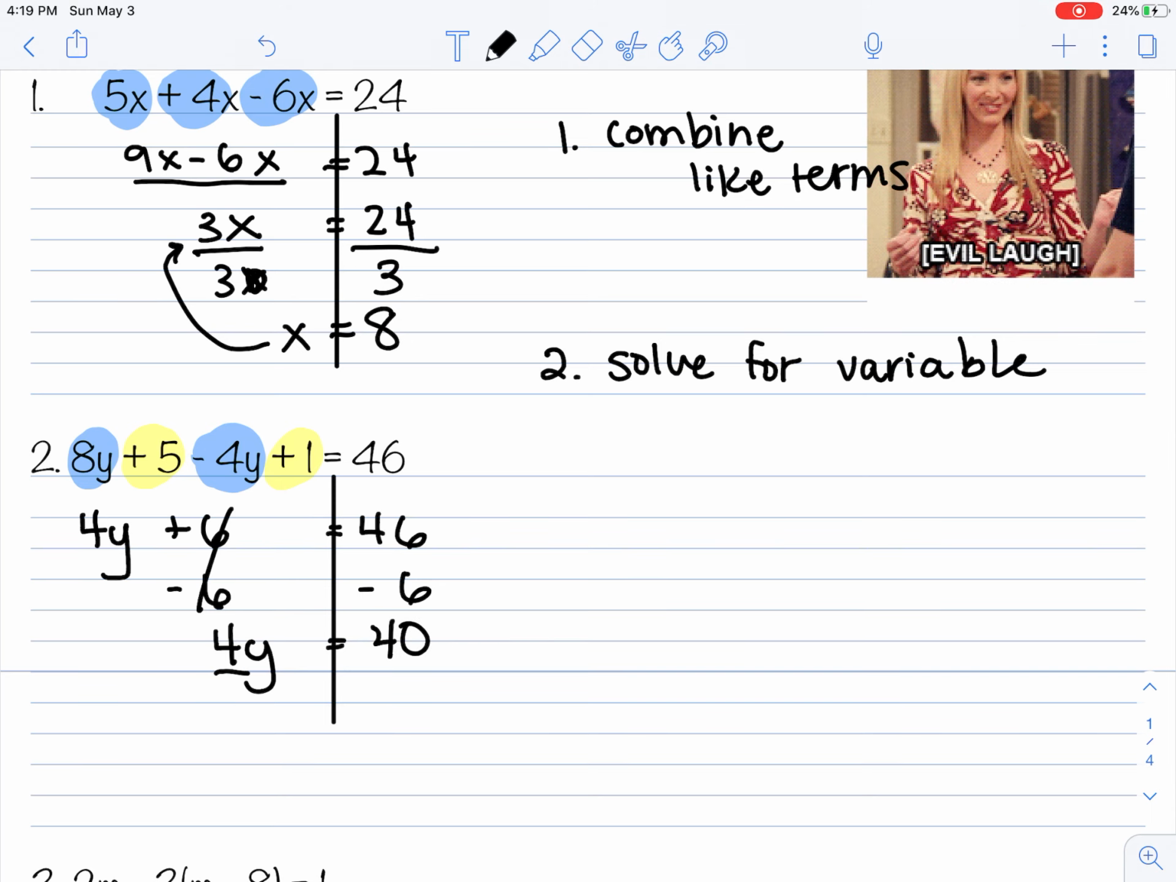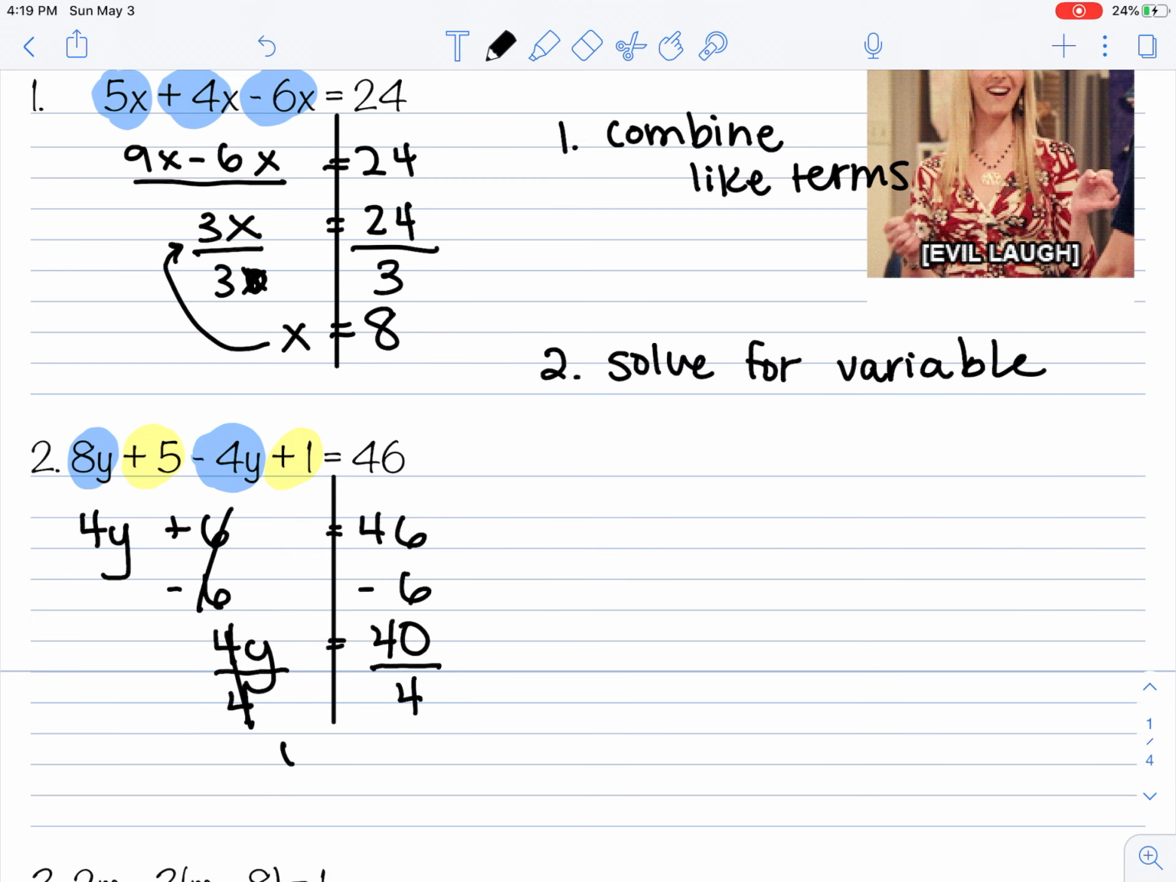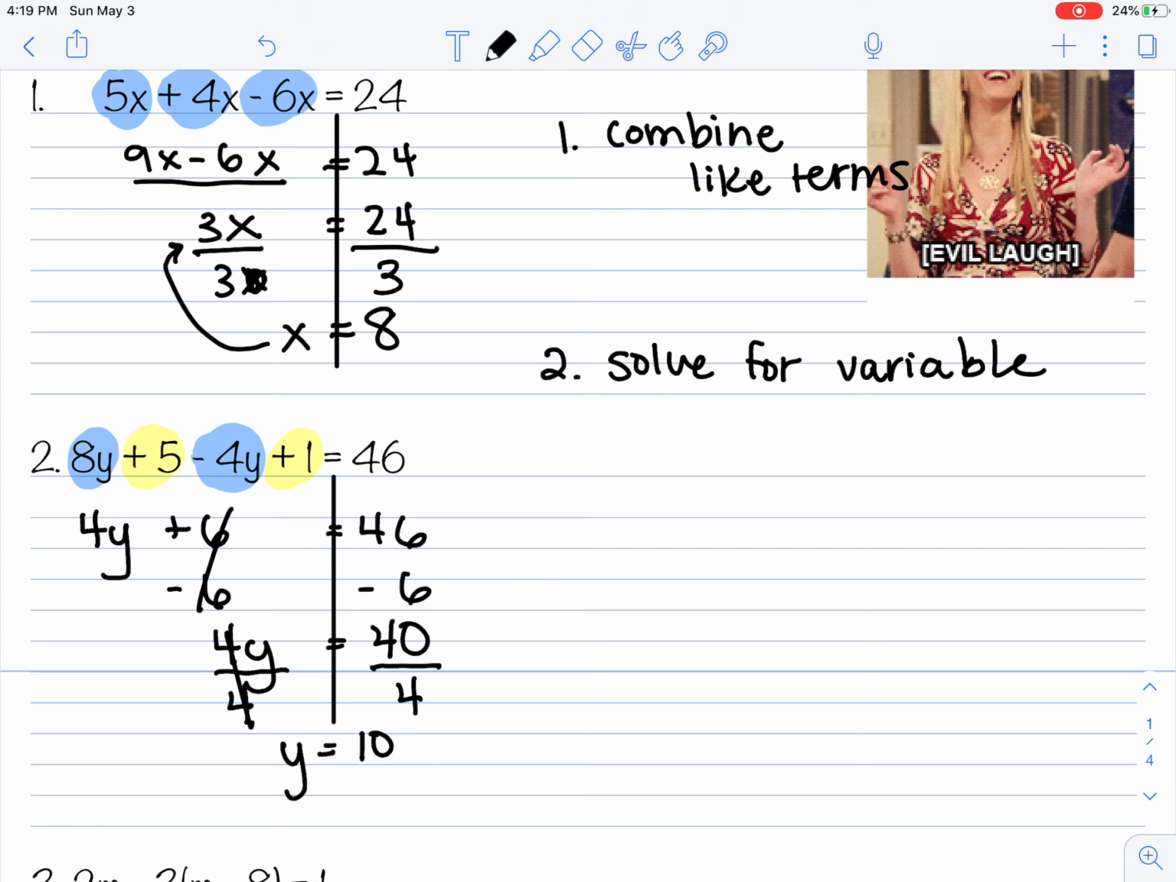This operation right here is multiplication. So to undo multiplication, I'm going to divide by what I multiply, and I'm going to do that to both sides. Dividing, y is equal to 10.